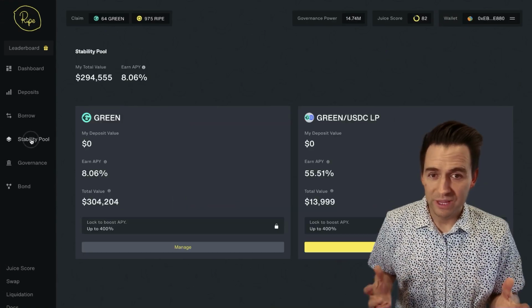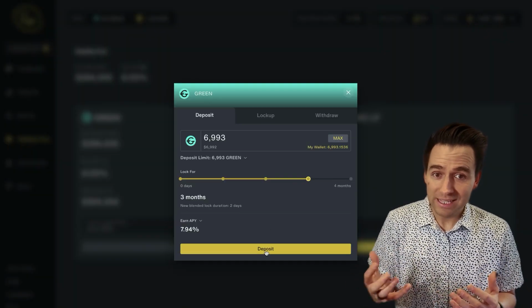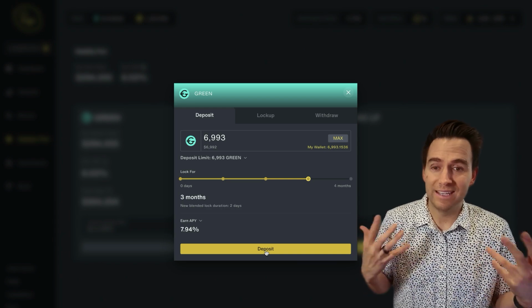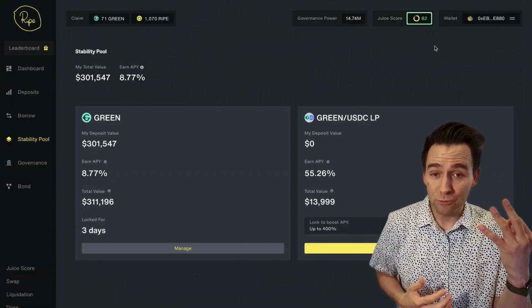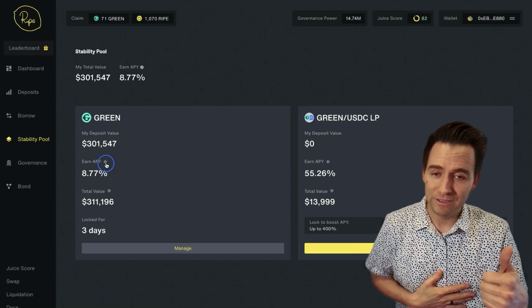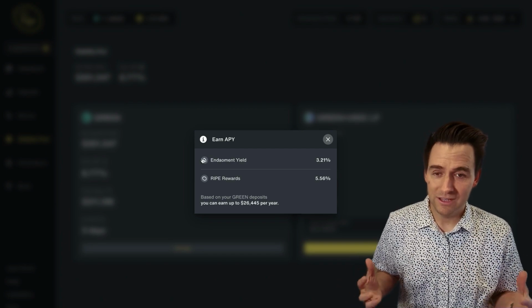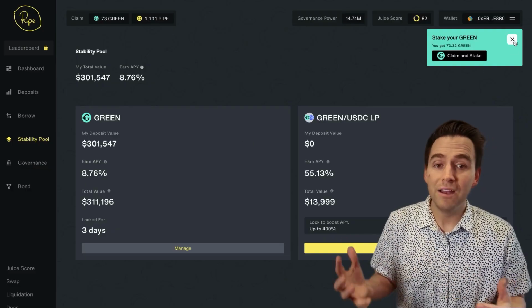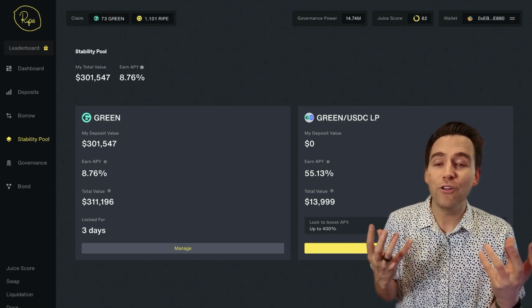The stability pool. This is where people can stake their Green or Green LP. The main reason why somebody would do this is for the yield. It's for the rewards, the incentives. And so by participating in the stability pool, you get rewards in three ways. 1, endowment yield. 2, Ripe token rewards. And 3, liquidation fees. When a user is liquidated because of their unhealthy debt position, participants in the stability pool are who capture all the liquidation fees.